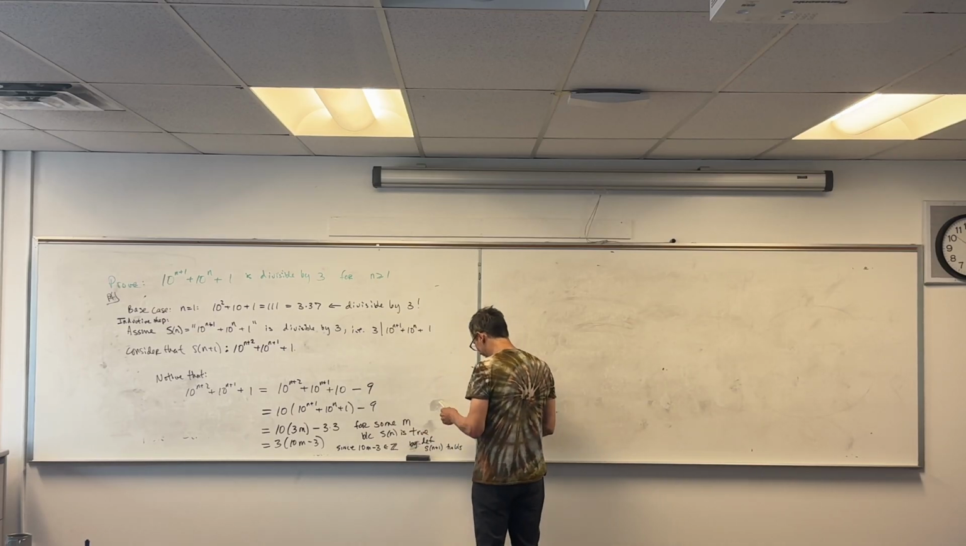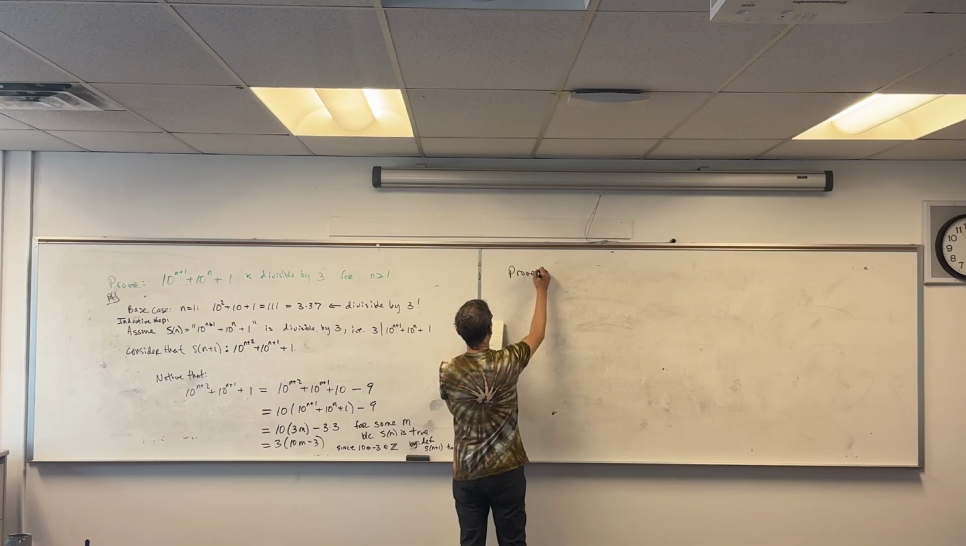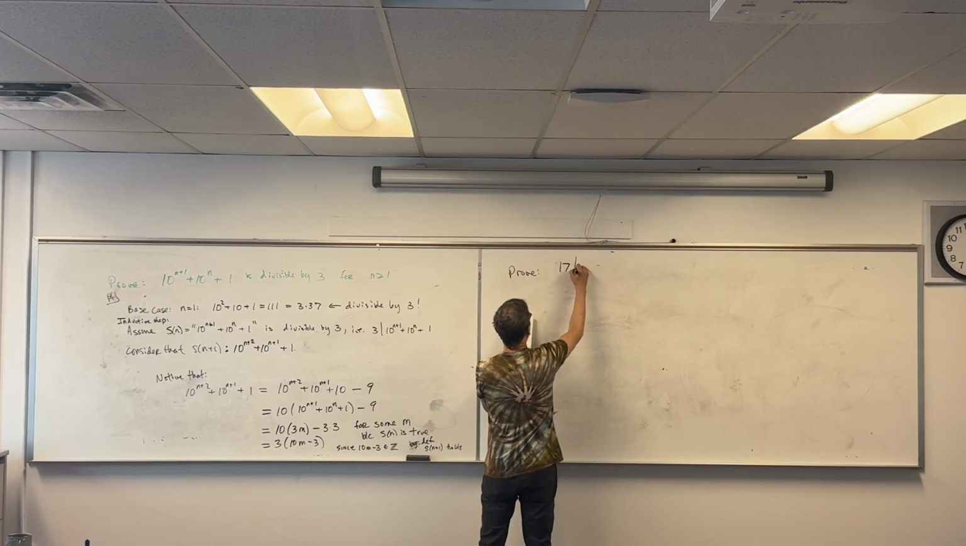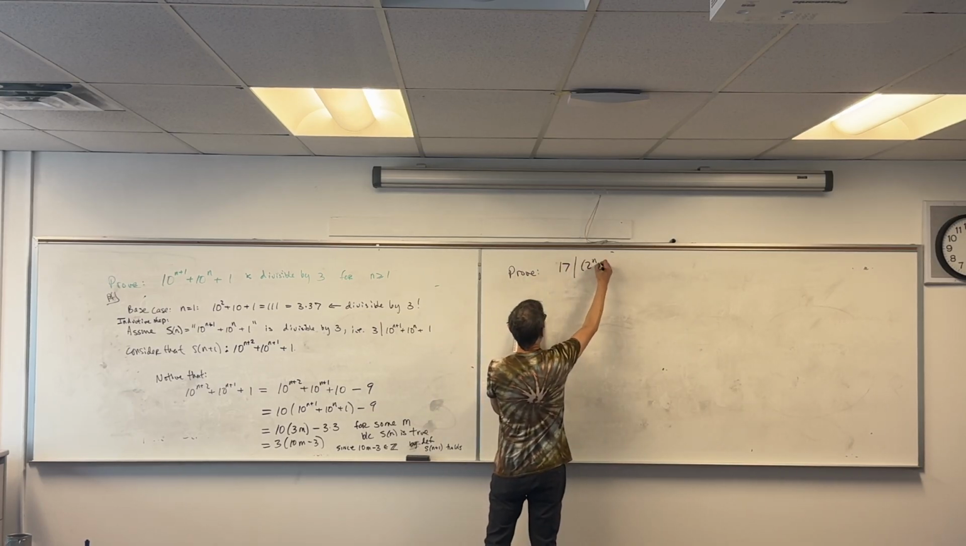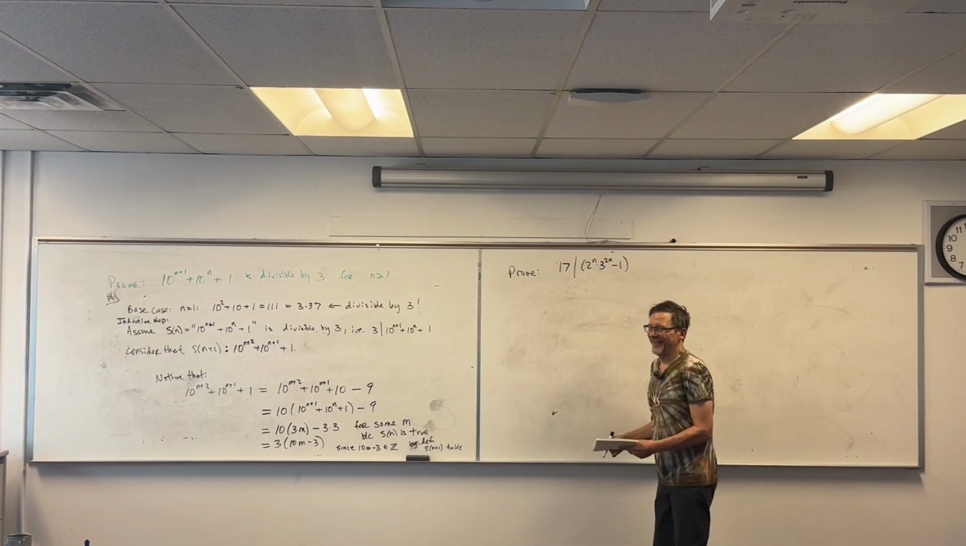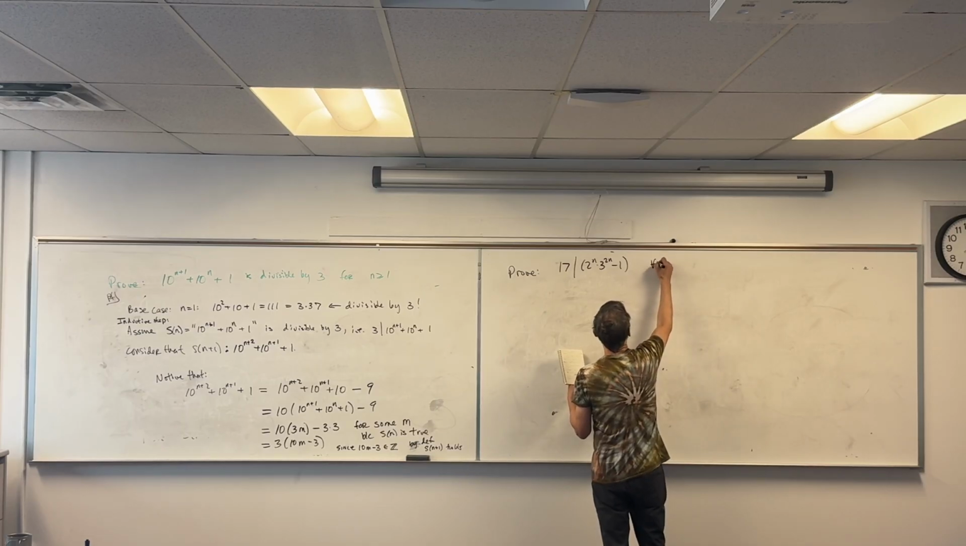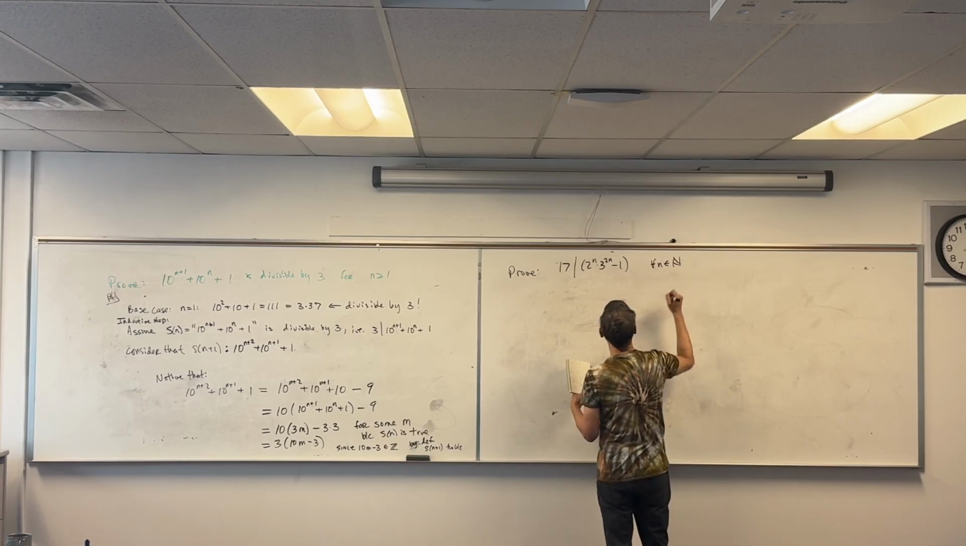Jeez, what a bum. All right, so prove 17 divides 2 to the n times 3 to the 2n minus 1 for all natural n, so starting at 1.